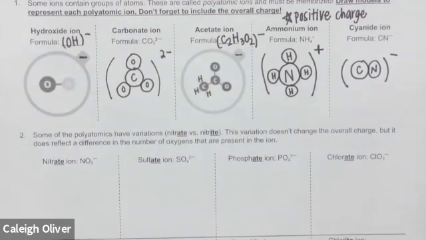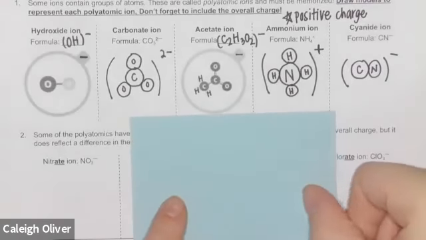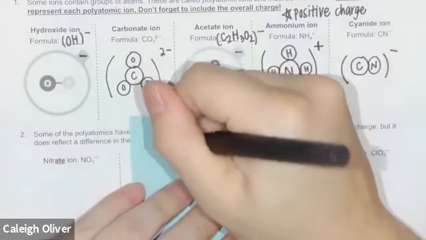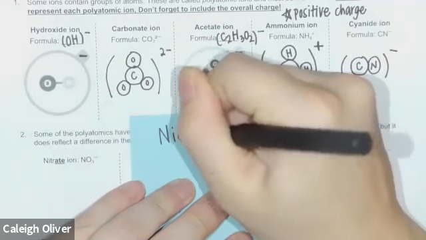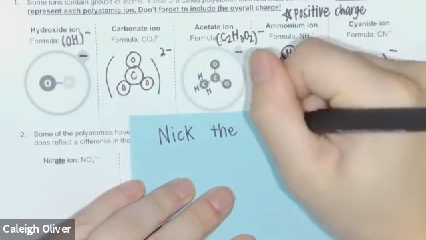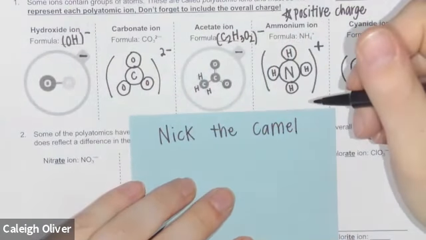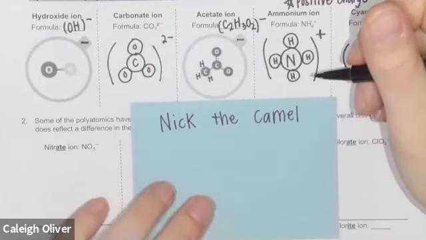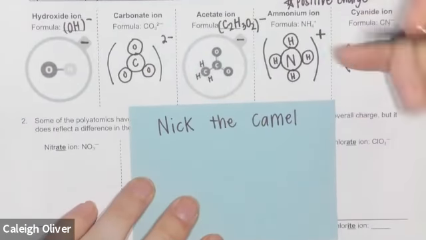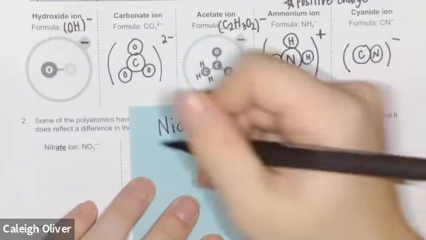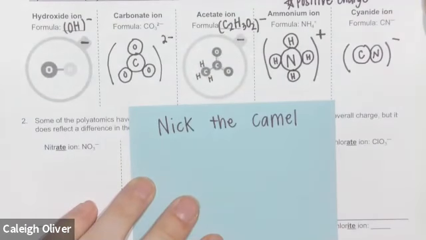I don't like this method of learning it, but there is a way you can Google. It's called Nick the Camel. Let me show you how it works. It talks about Nick the Camel, and he goes and eats clams or something. It's an acronym. The idea is that you're trying to learn all of these ions, and the number of vowels versus the number of consonants is the ion.